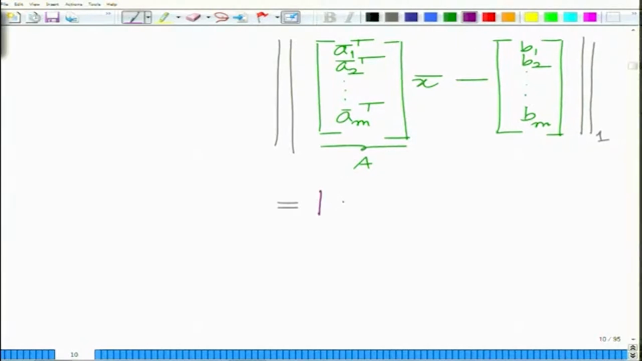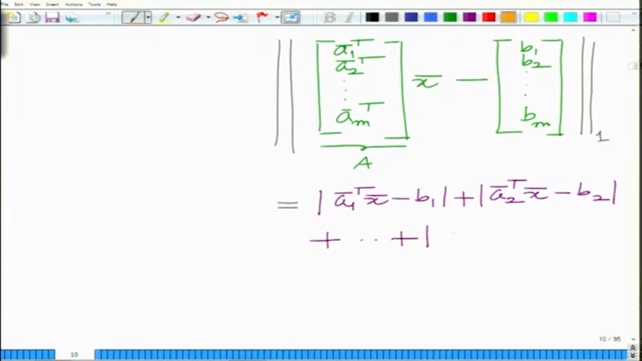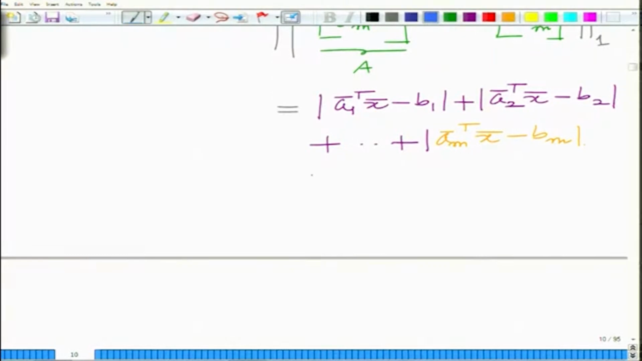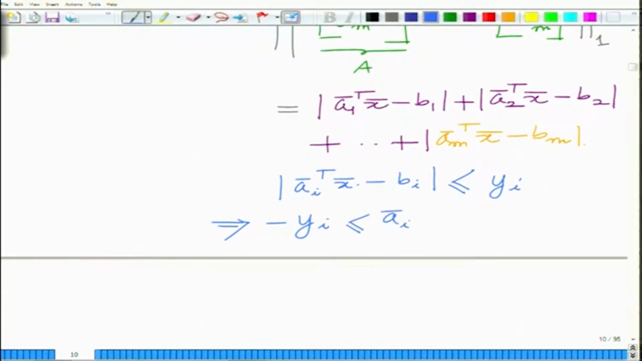the sum of the magnitude of A1 bar transpose x bar minus B1, plus magnitude of A2 bar transpose x bar minus B2, plus so on, plus magnitude of AM bar transpose x bar minus Bm. And now I want to introduce a constraint that magnitude of Ai bar transpose x bar minus Bi is less than or equal to Yi. Now, what does this imply? This implies that minus Yi is less than or equal to Ai bar transpose x bar minus Bi, which is in turn less than or equal to Yi.